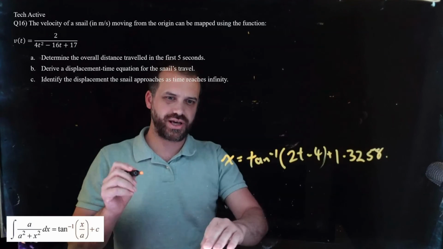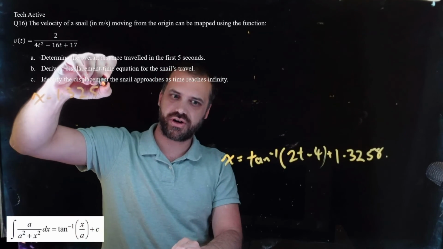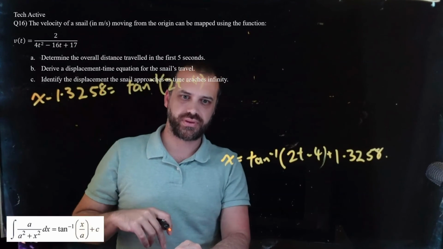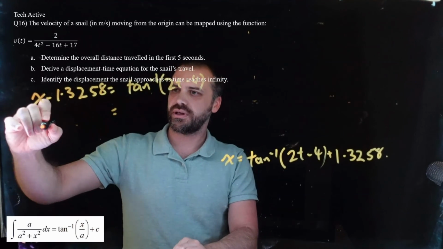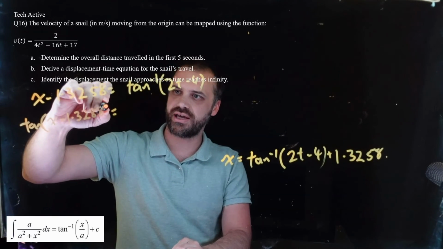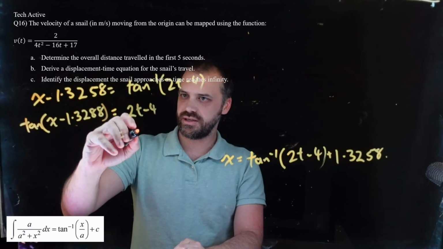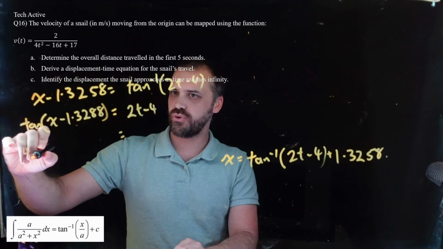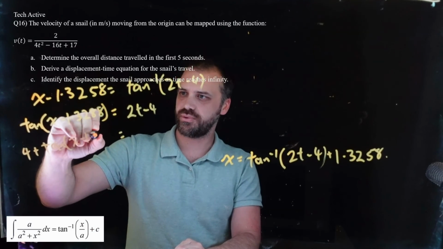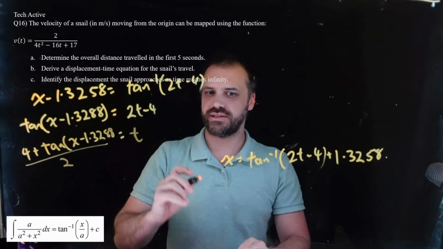If I take this equation and rearrange it, I get something like x minus 1.3258 equals inverse tan of 2t minus 4. Right? Okay. I can then make it tan of x minus 1.3258 equals 2t minus 4. And then I can say 4 plus tan of x minus 1.3288, and then divide the whole thing by 2, and that is going to be equal to t.